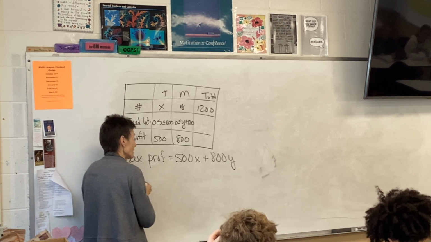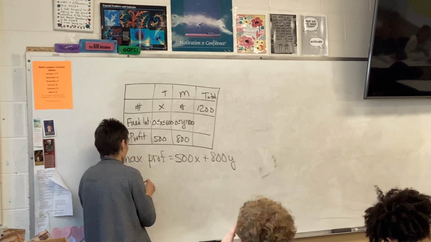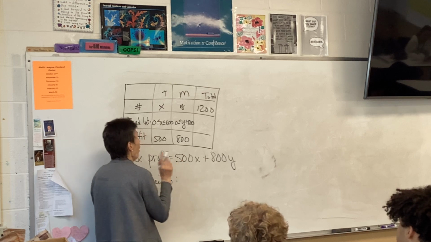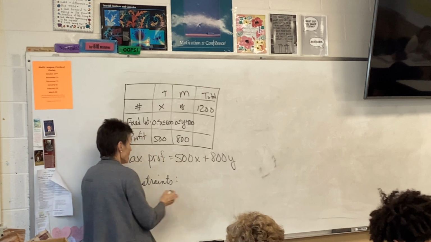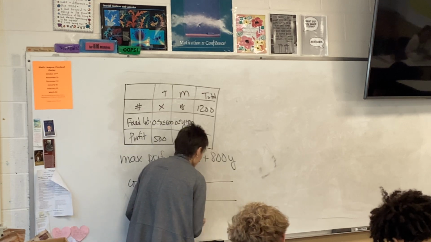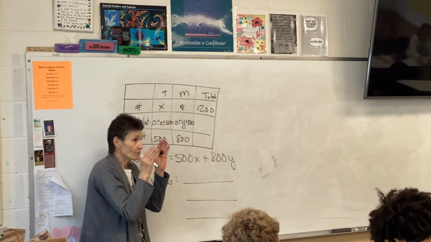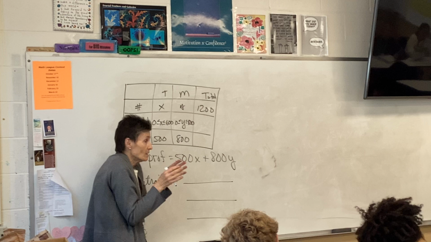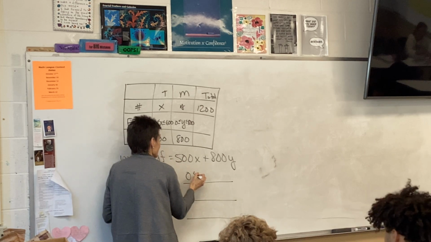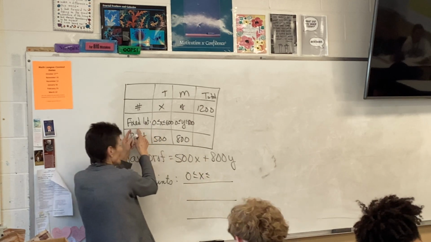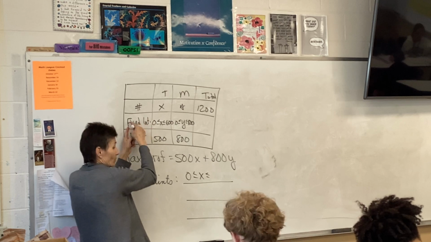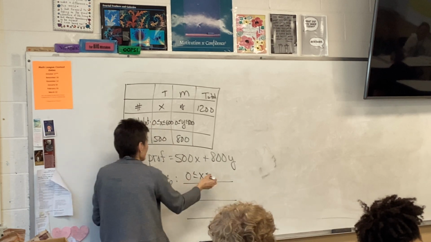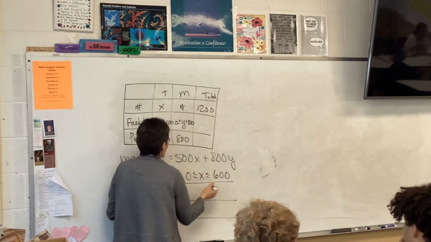Now, what are my constraints? Well, kids, your fixed intervals are always constraints. Aren't the intervals kind of controlling how many cars I'm making? So always, if you have a fixed interval in your problem, and I will clue you in, it will literally say fixed interval, just like it says right here. If you have a fixed interval, that is going to be a constraint.